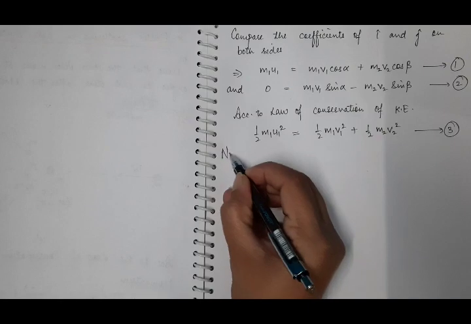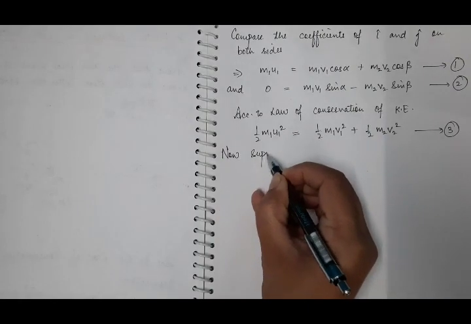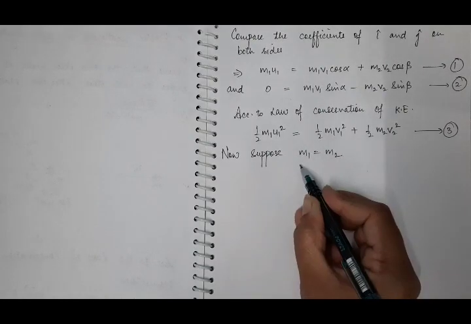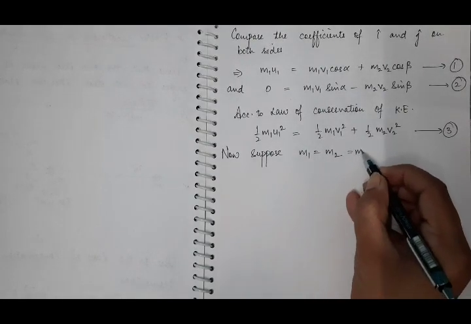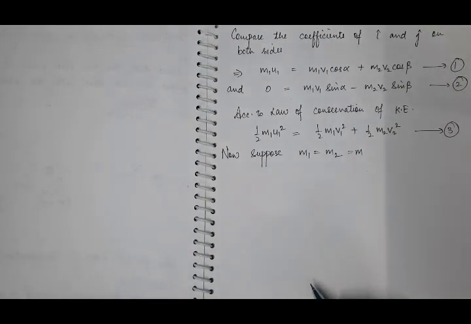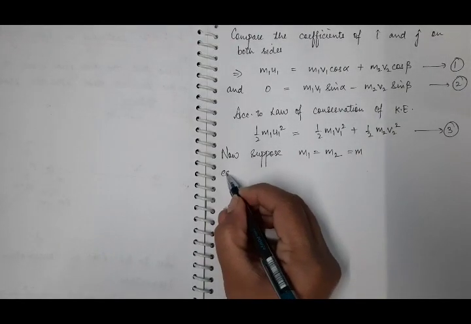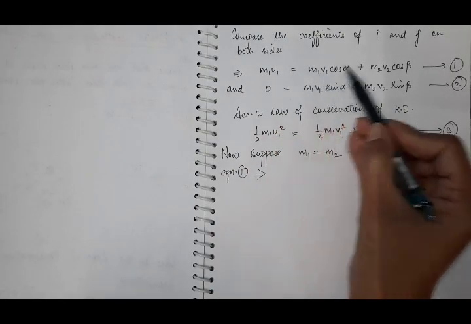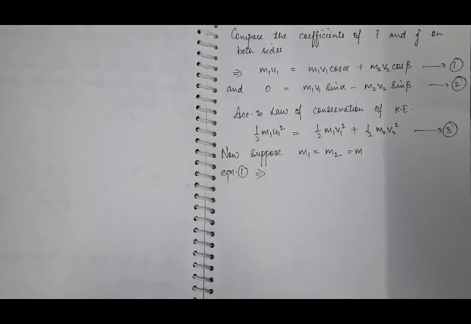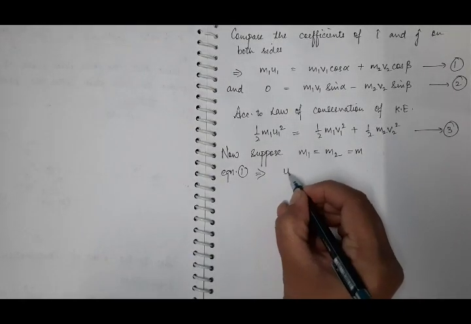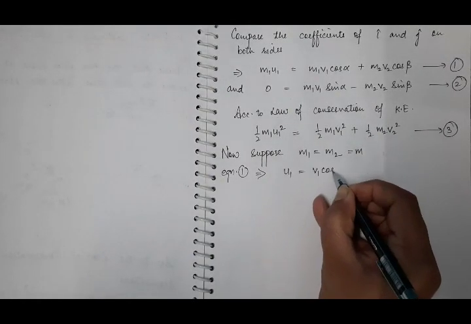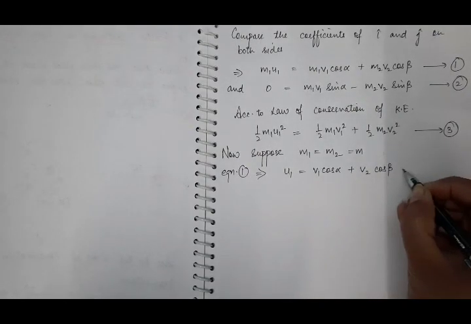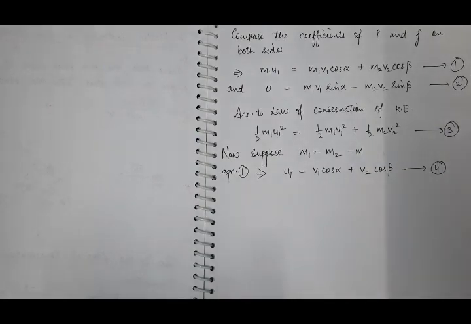Now suppose that the masses of the two particles, the incident particle and the target particle, are the same and equal to m. Then our equation 1 will become: this is m, this is also m, this is also m, so m on both sides will cancel out. So we have u1 equals v1 cos alpha plus v2 cos beta. And this is our equation 4.